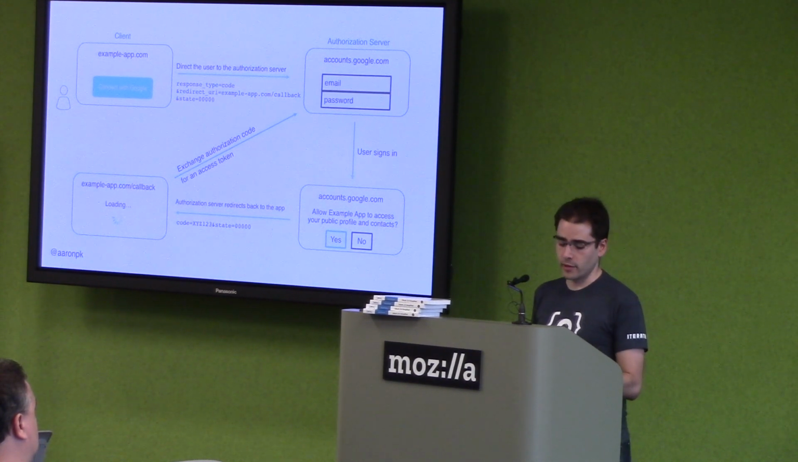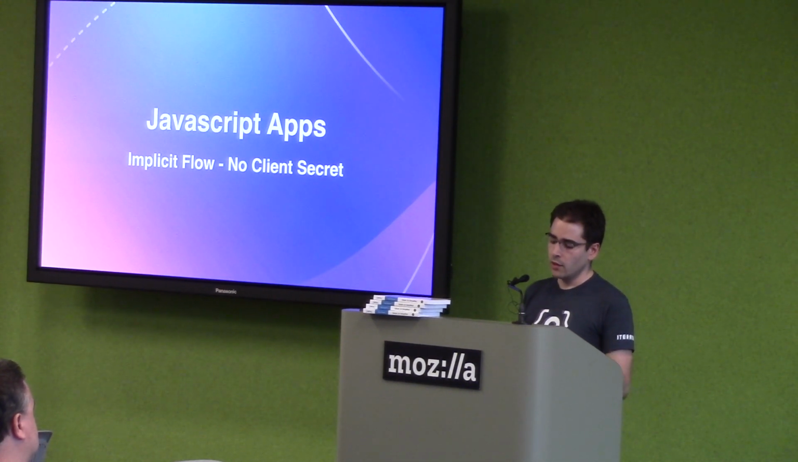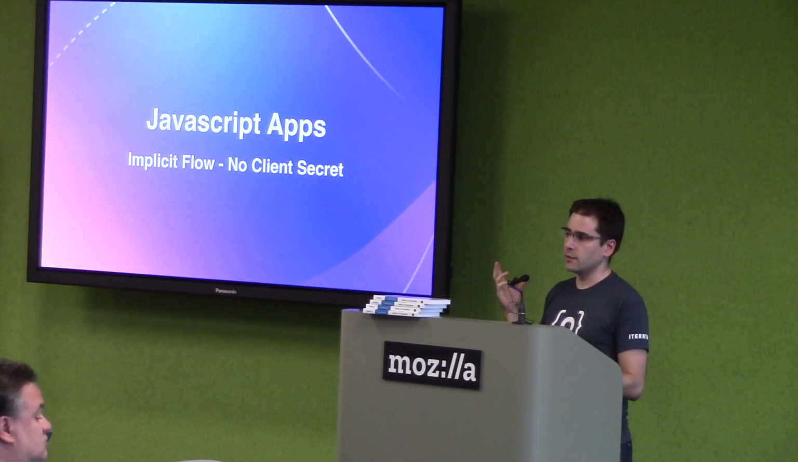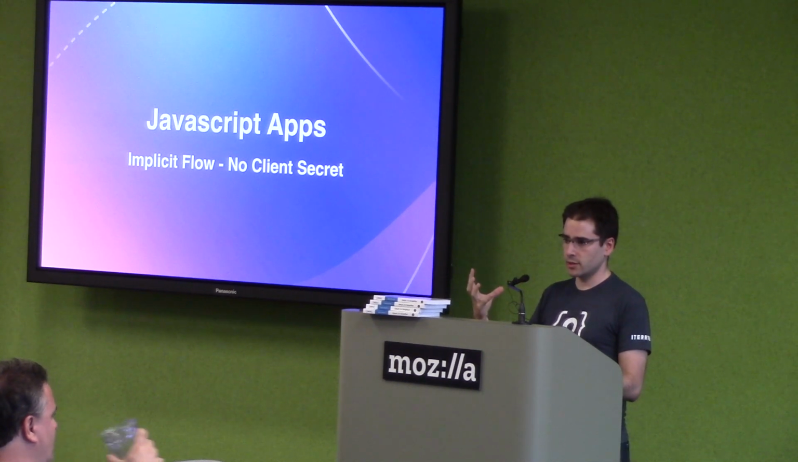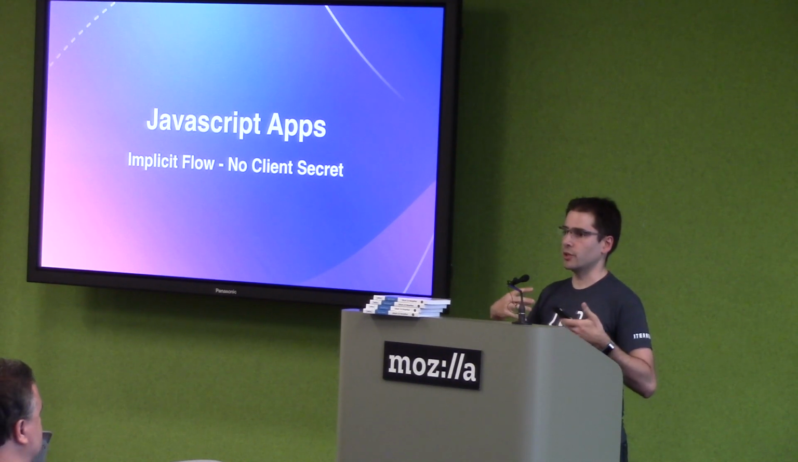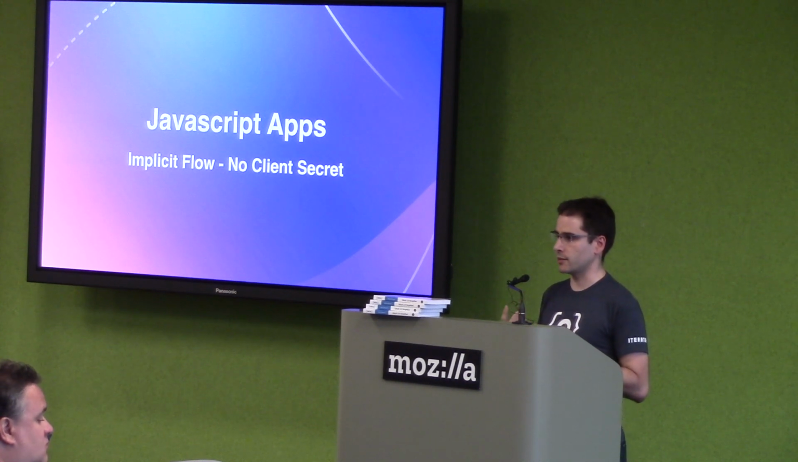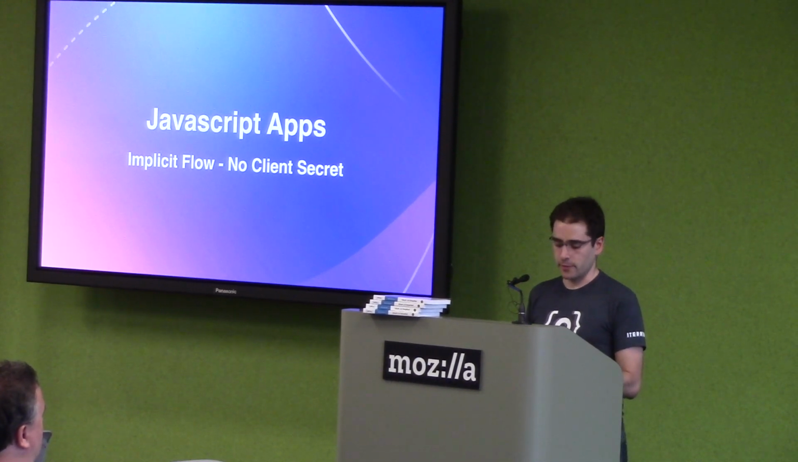So the next flow I'm going to talk about is the implicit flow for JavaScript apps. JavaScript apps can't use a client secret because they just don't have a way to conceal it from the user. In this case, the browser is both the application and the user agent. It's performing both roles, so there is no back channel. There's no actual security. The application can't even trust that it's running the right code, essentially, right? So there's no way to use a secret, so we just don't. And instead, we have this implicit flow.